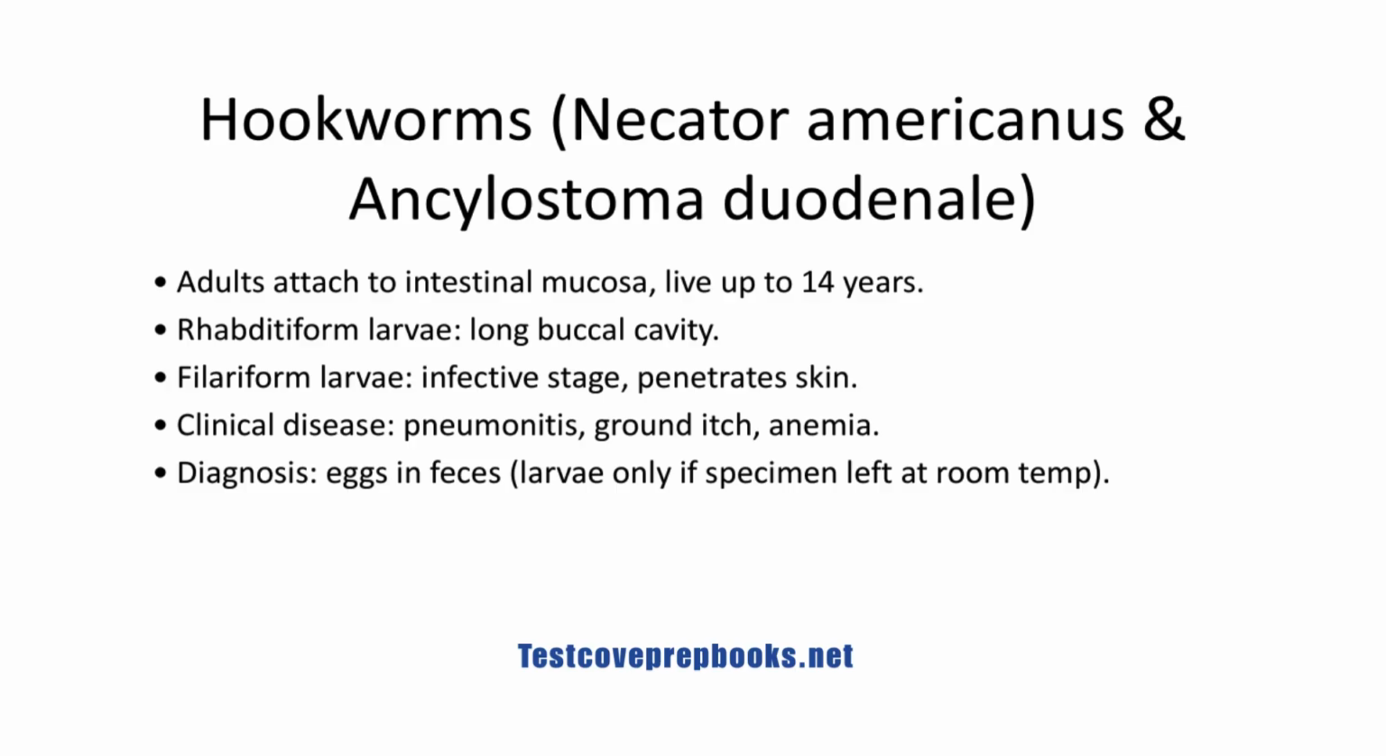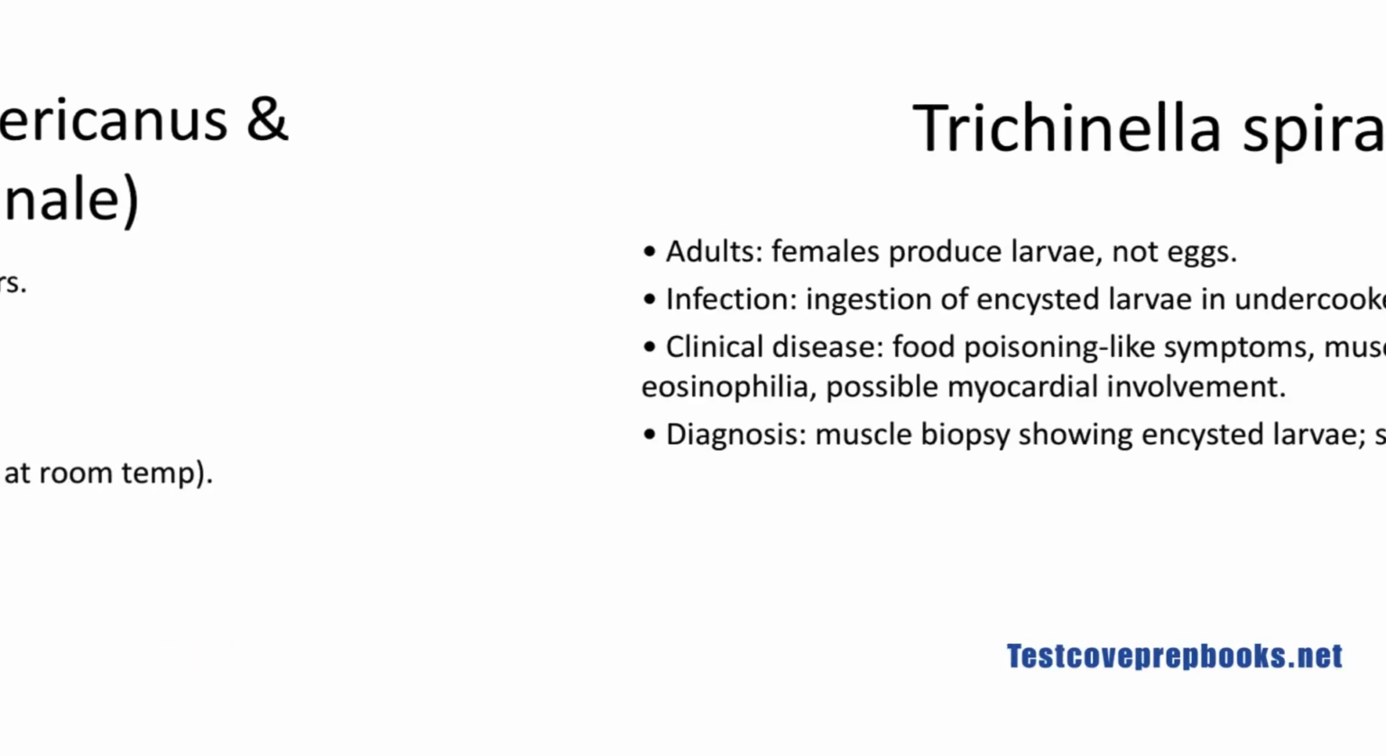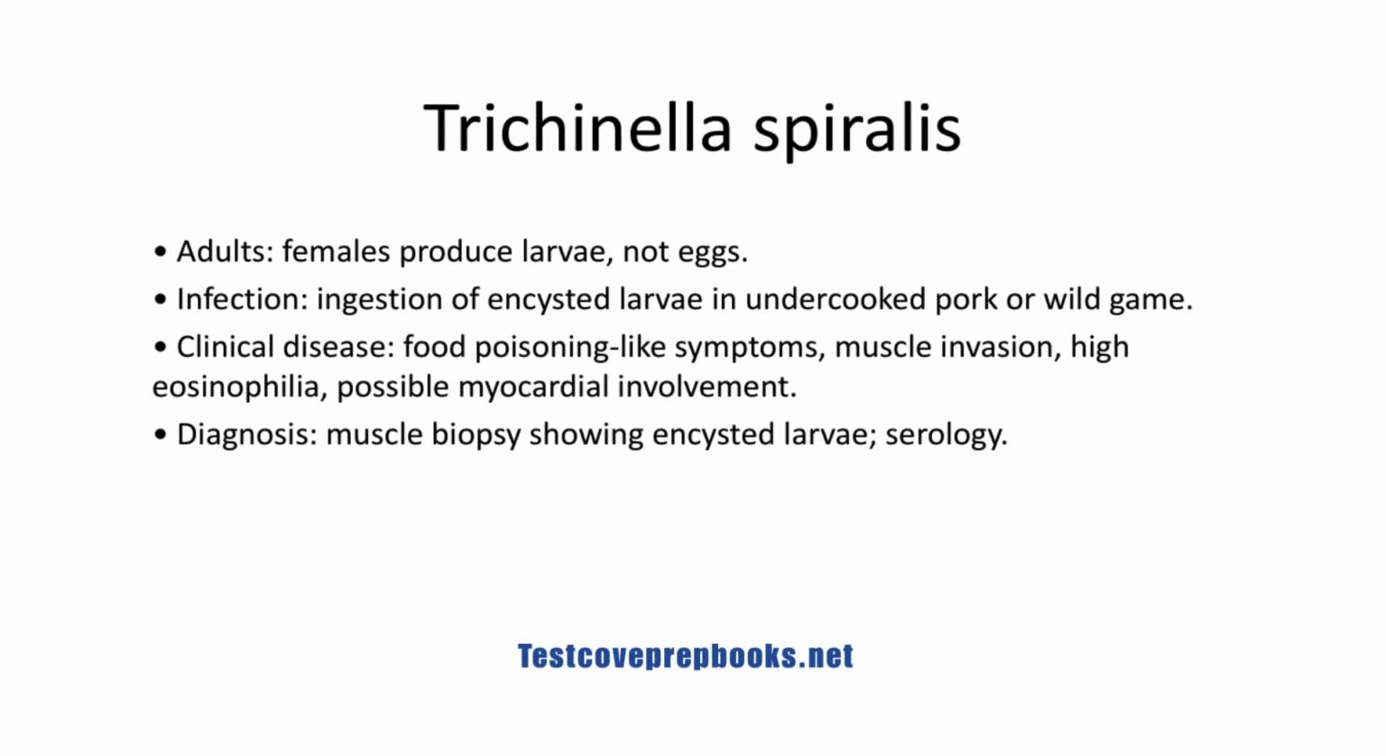In dogs and cats, Ancylostoma braziliense and Ancylostoma caninum cause cutaneous larval migrans, seen in humans as serpiginous tracks beneath the skin, also known as creeping eruption. Among the blood and tissue nematodes, Trichinella spiralis is acquired by ingesting encysted larvae in undercooked pork or wild game. Female worms release larvae, not eggs.